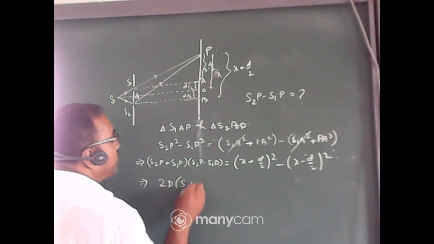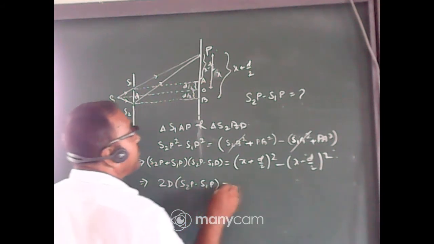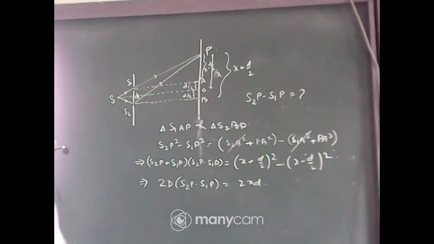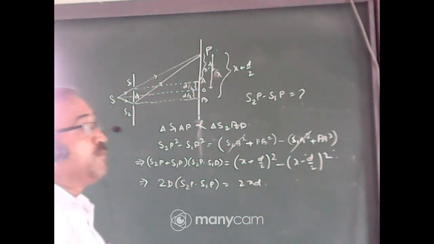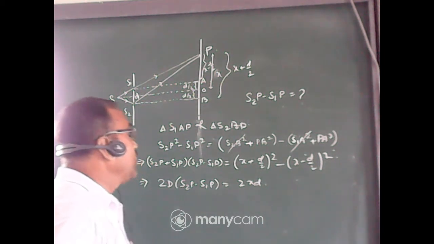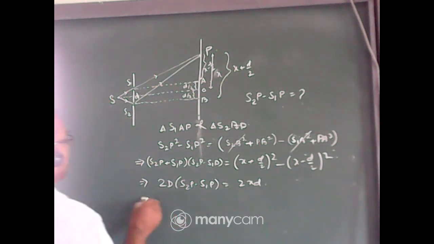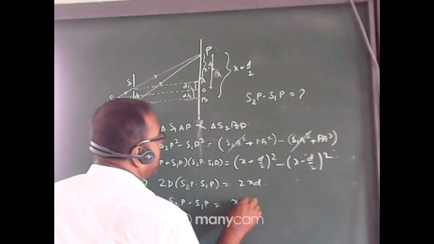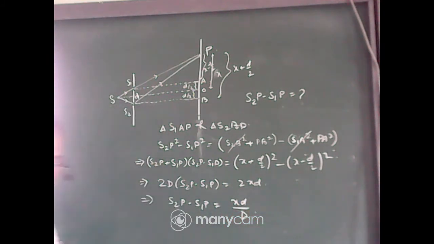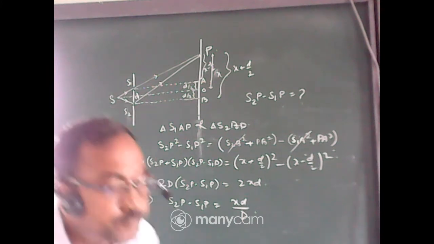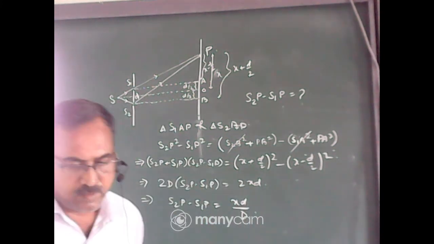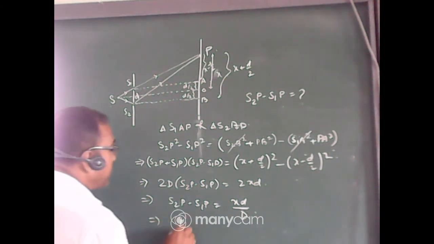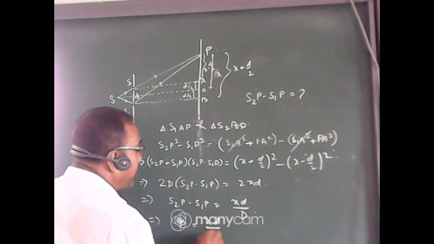Okay, S2P minus S1P is equal to 2xd, since (a + b) whole square minus (a − b) whole square equals 4ab. 4ab means 2 divided, so 2xd. That is, S2P minus S1P equals xd by capital D. This is the path difference, xd by capital D.